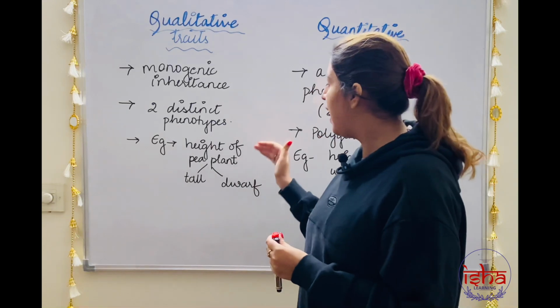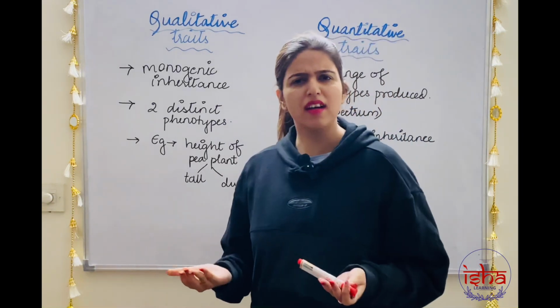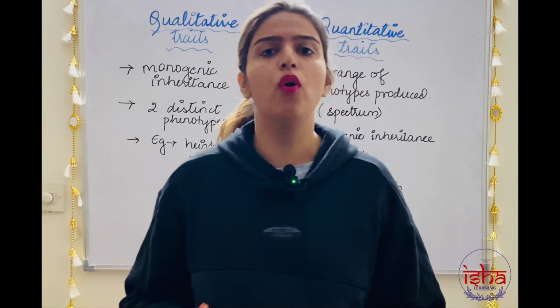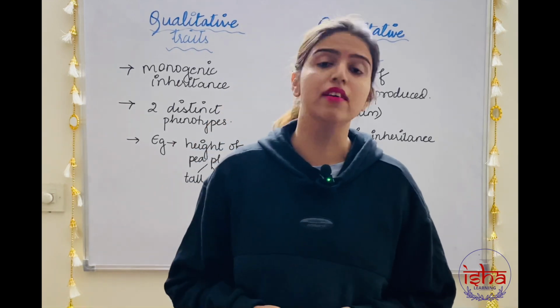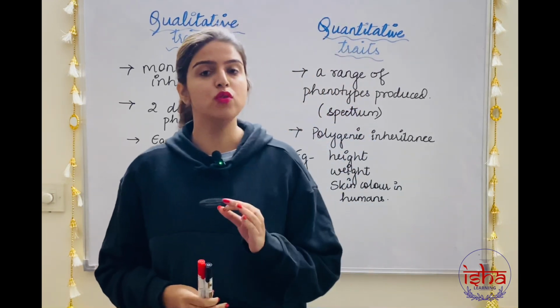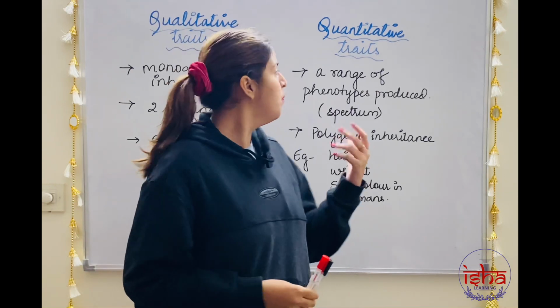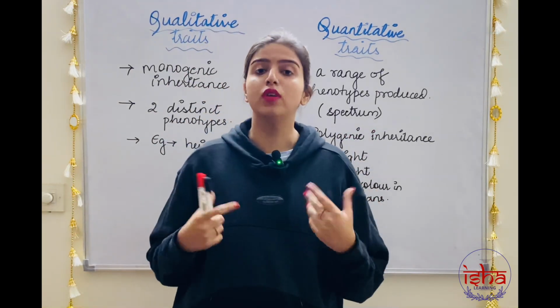For example, height of the pea plant, flower color which could be white or purple, all these are examples of qualitative traits. Now, when we come to quantitative traits, what happens is a range of phenotypes is produced.